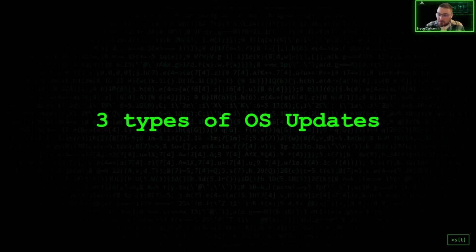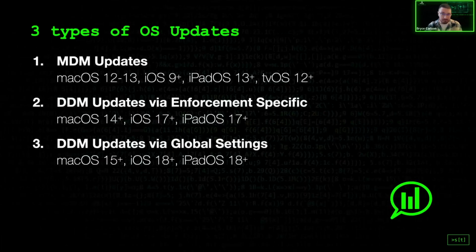So let's get into the meat and potatoes. There's three types of updates is what you really need to understand. There's MDM updates, which is kind of the first thing that made this big change from using the binary-based updates. And we'll talk about timeline and all that actually towards the end of the session. But the MDM updates now apply to macOS 12 through 13, iOS 9 and up, iPadOS 13 and up, and then tvOS 12 and up.